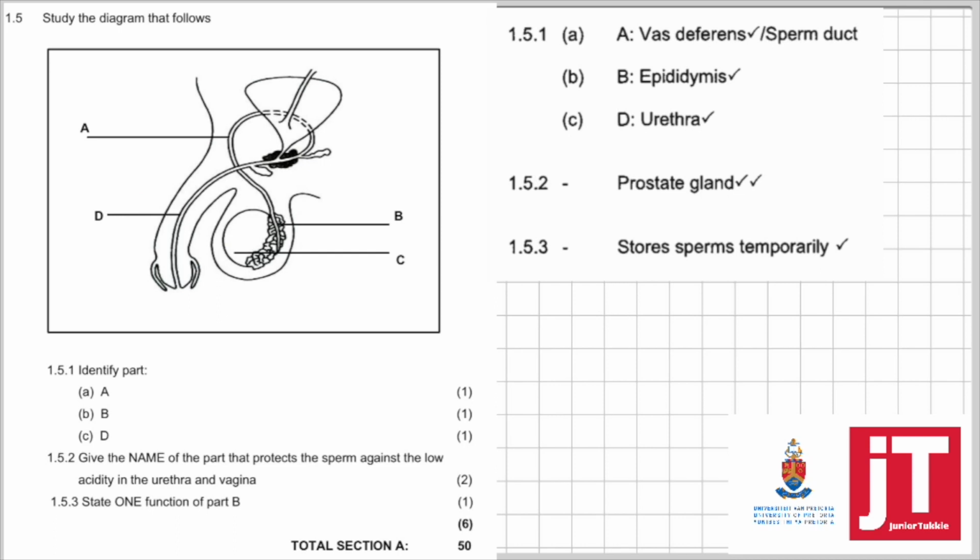152. Give the name of the part that protects the sperm against the low acidity in the urethra and the vagina. That, of course, is the prostate gland. And then 153, state one function of part B. Now, part B, we said, is the epididymis. So we know the epididymis stores sperm temporarily until the sperm is mature.